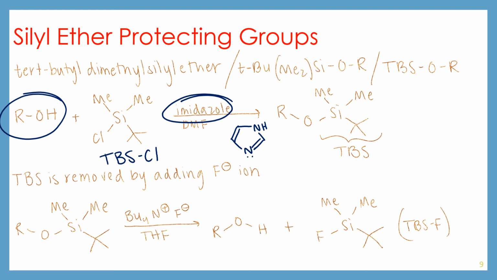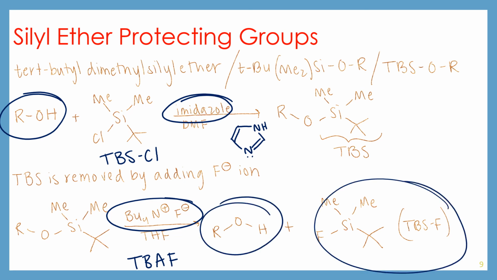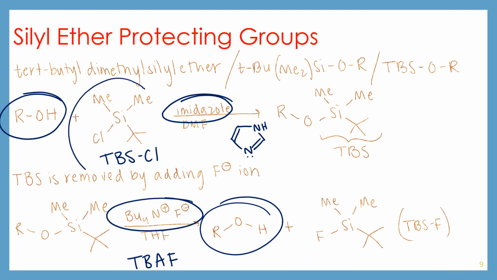So this is tetrabutyl ammonium fluoride. And so this is often shorthanded as TBAF, which is delightful, I guess. So TBAF is tetrabutyl ammonium fluoride. It's just a source of fluoride ion, and that's going to attack the silicon and kick out your alcohol here. So you can get your alcohol back and you remove TBS fluoride. So very similar to TBS chloride.